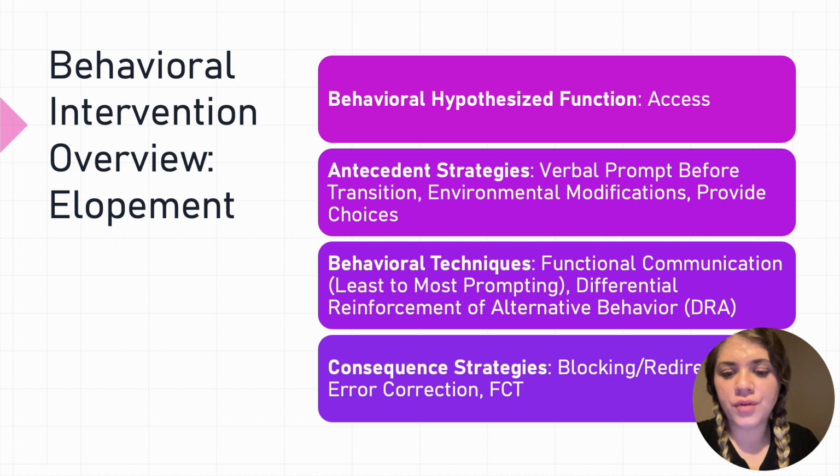Behavioral intervention overview for elopement. So just to recap from last time, the hypothesized function was access. Antecedent strategies include verbal prompt before transitioning, environmental modifications, and providing choices prior to placing demands or transitions. Behavioral techniques used include functional communication training with least to most prompting, differential reinforcement of alternative behavior, or DRA, and then consequence strategies include blocking or redirecting, error correction, and functional communication training.